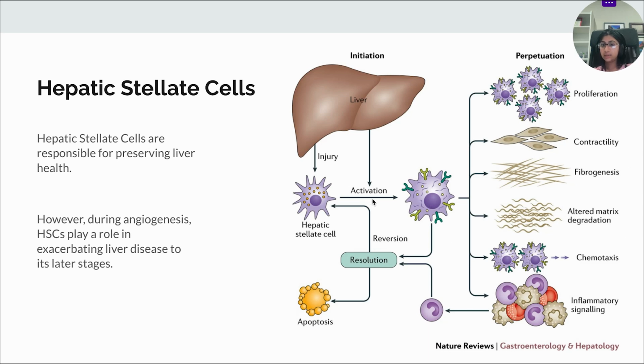However, sometimes hepatic stellate cells will do inflammatory signaling, which can cause apoptosis, which is targeted cell death. In most cases, apoptosis, targeted cell death, can actually be positive because it can kill cells that might be harming the liver. But during MASLD's development, sometimes the positive reaction of apoptosis can actually become negative and start killing cells that are healthy. And it's because of this that hepatic stellate cells can exacerbate liver disease to later stages.